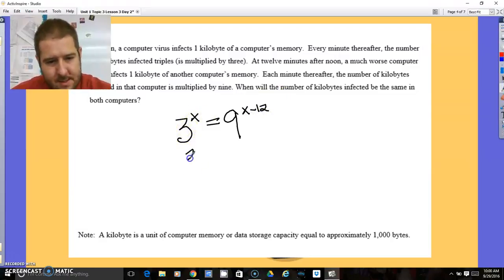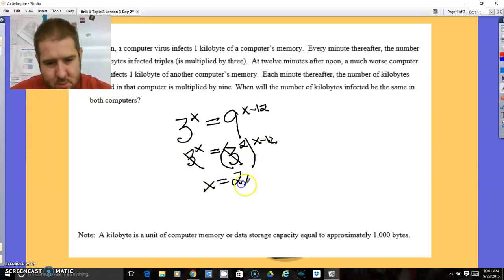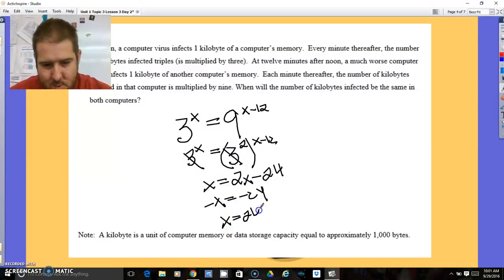All right, so 3 to the x, keep that 3 to the x. This is going to be a little bit easier. 9 becomes 3 to the second power. X minus 12 is on the outside. Cross off the bases. X equals 2 times x is 2x. 2 times negative 12 is negative 24. Subtract 2x from both sides gives you negative x equals negative 24. And then multiply both sides by negative 1 and you get 24.